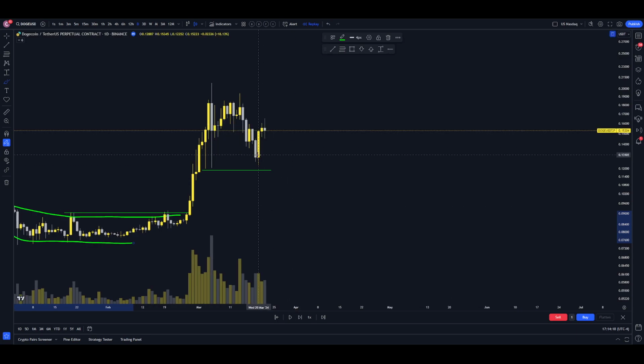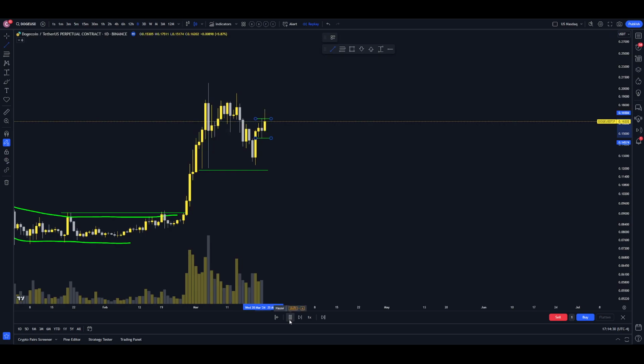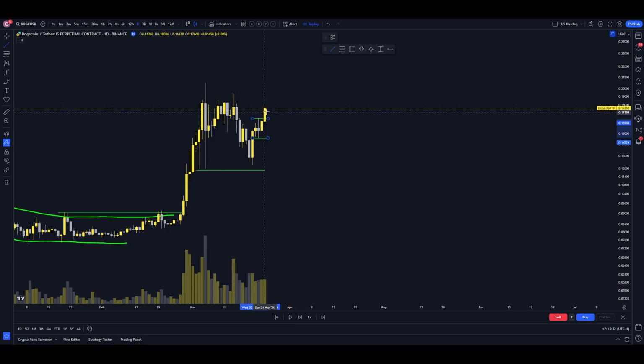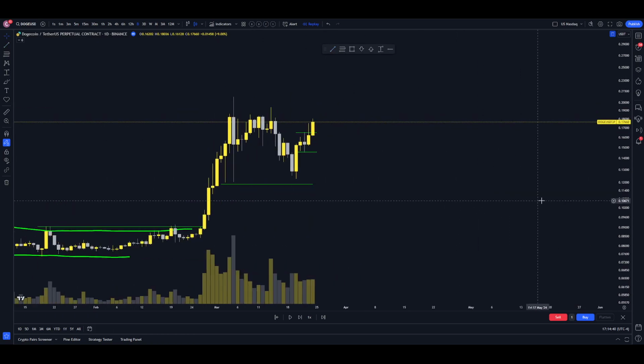Okay, so now we've bounced nicely. What we're going to look for here is a potential BCI to add more to this position, right? Let's see if we get it. And we get it with this candle, right? We close above this bearish candle with this one. So that's a chance to add again to your position.